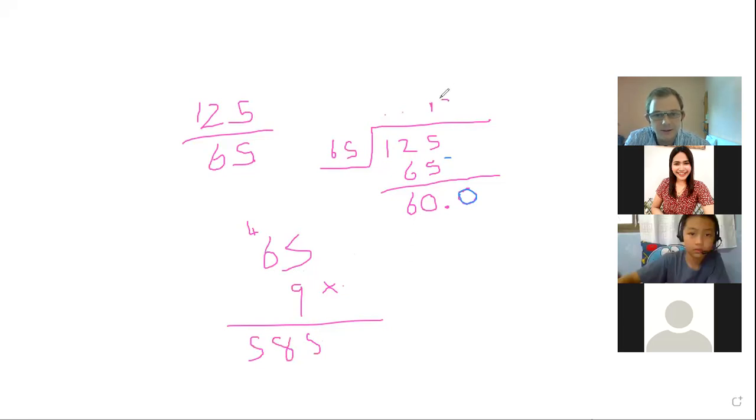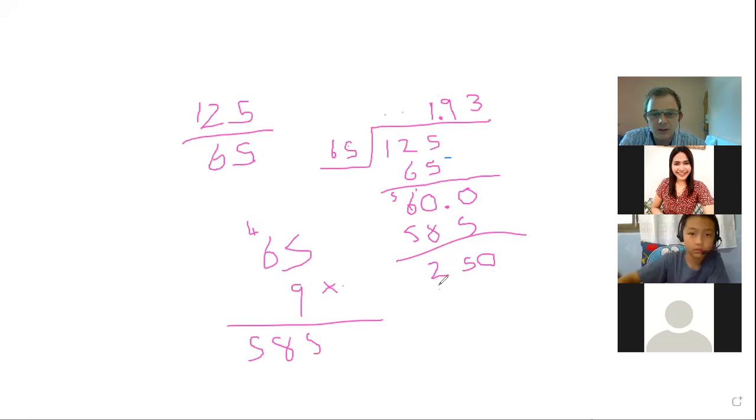So it's 9. Remember, a decimal point must go above the line. 585 minus will give us 5, 2 will give us 25. And then we add another 0 and we divide again. What will this be? 130. That's 3. It's 2. It's 3.